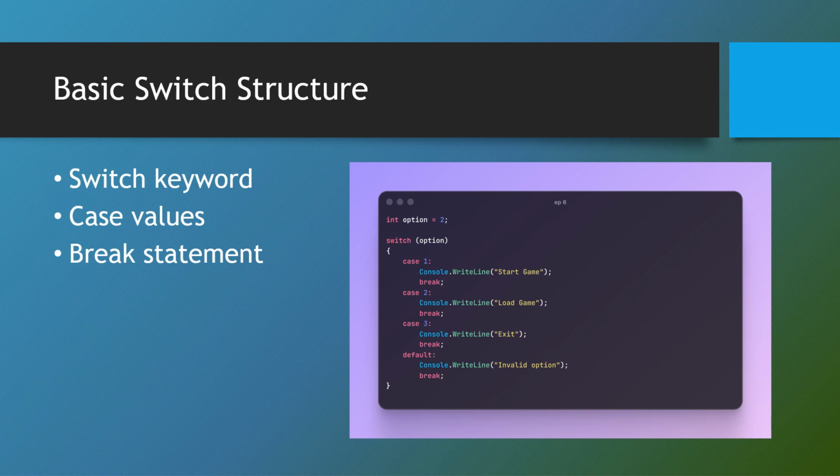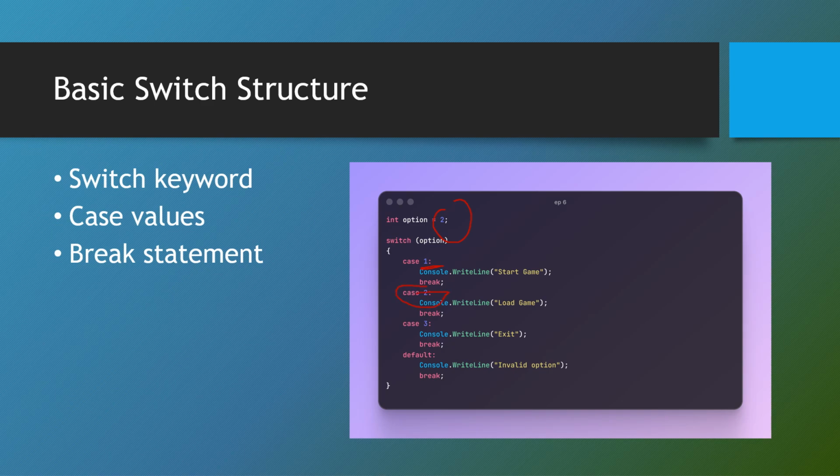How a switch statement works. A switch statement starts by specifying the value you want to check. Each possible value is written as a case. When the program finds a matching case, it executes that block of code. At the end of each case, execution stops so that only one path runs. This behavior makes switch statements predictable and safe when used correctly.